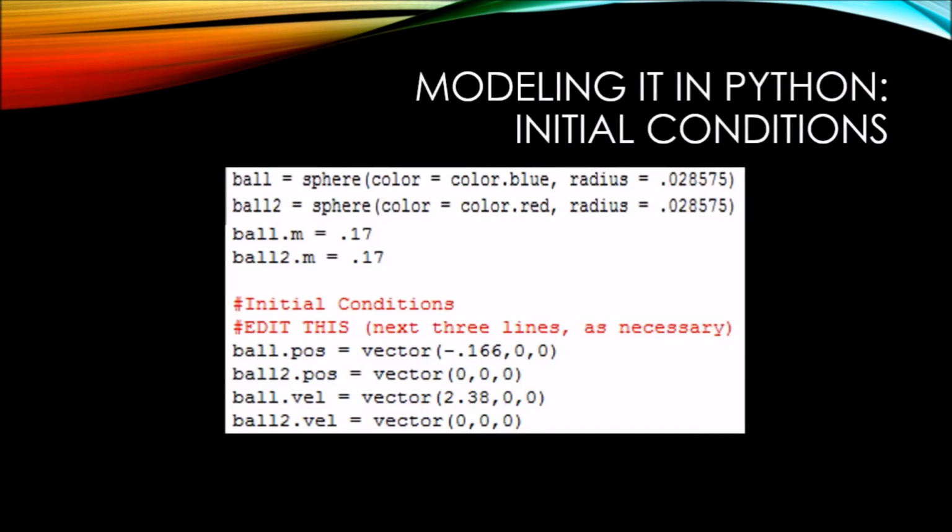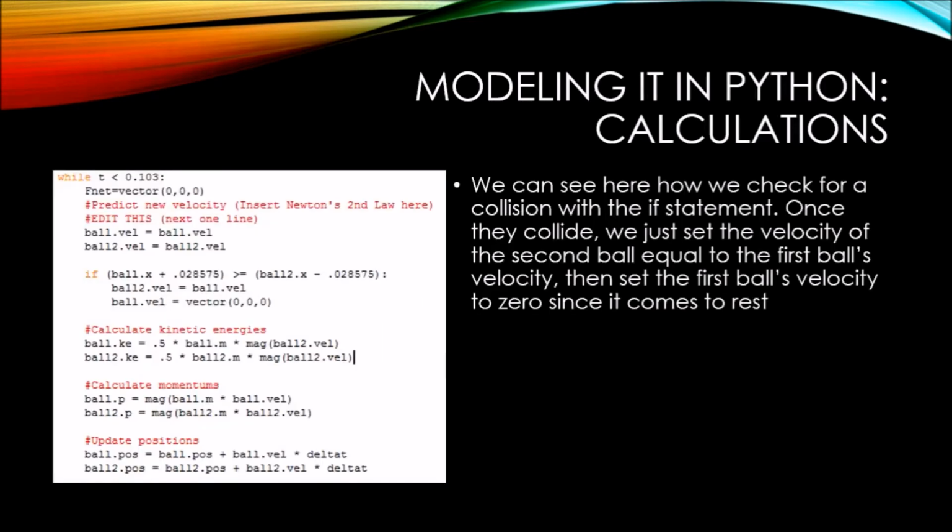Now we want to try to model this in Python. We set up the initial conditions of each ball's mass equaling 0.17 kilograms and set the positions and velocities equal to what we obtained from Tracker, where the ball 1's initial position is negative 0.166 meters and ball 2's position is at the origin, and ball 1's initial velocity is 2.38 meters per second, which we calculated earlier. Now in the while loop, we first see that we set each ball's velocity equal to its current velocity. This is because initially they are not changing.